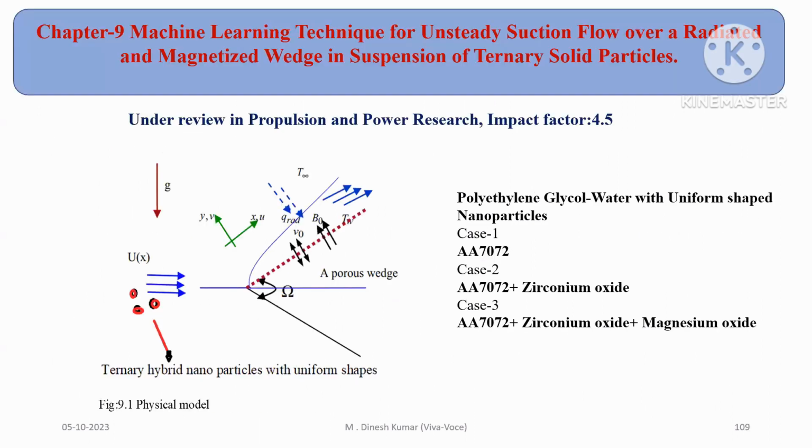And chapter 9. What is the difference between chapter 8 and chapter 9? In chapter 8, only extra and uniform shapes are considered, and in this one, somewhat extra is considered, like suction effects and partial slip conditions. When I consider suction effect and partial slip, we observe that in chapter 8 ternary hybrid nanoparticles have more heat transfer rate than case 1 and case 2, that means nano and hybrid. But whenever I applied suction effect and partial slip, case 1 has more heat transfer rate, that means nanoparticle has more heat transfer rate than hybrid and ternary.